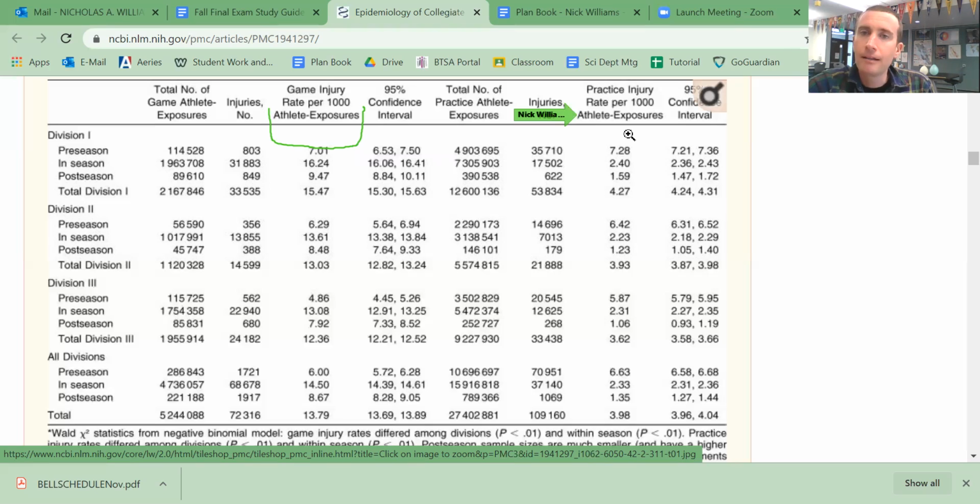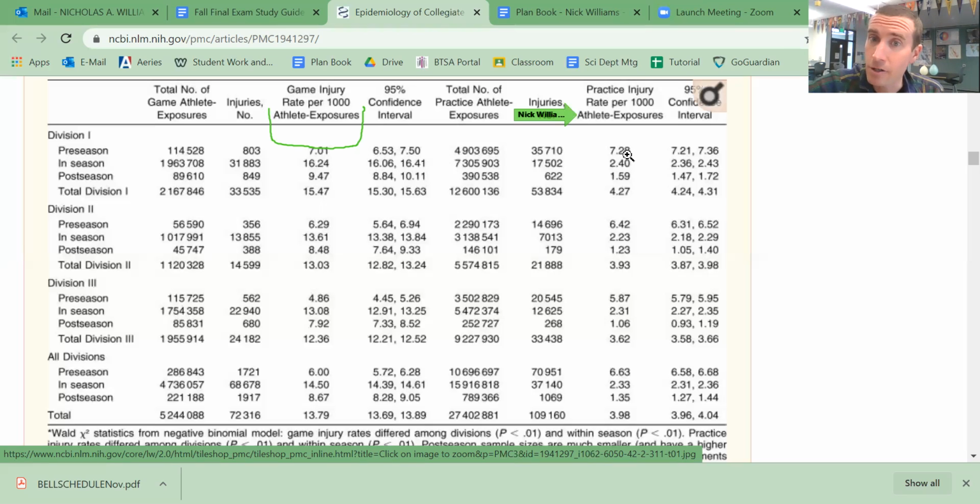All right. Let's also look at the practice rates. So for practice in preseason, we're seeing 7 injuries per 1,000, then 2.4 in season, then 1.6 postseason. So in this case, the rates have inverted. We're now seeing way more injuries preseason, fewer injuries in season, and then the fewest injuries postseason. And again, I think that makes sense.